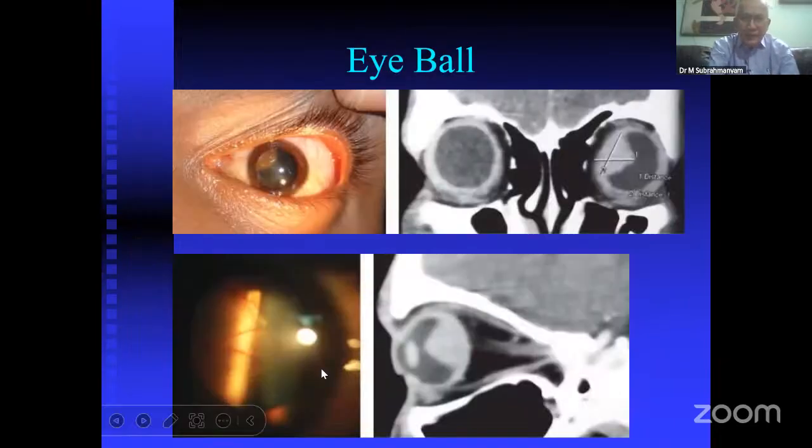Here is a patient with an intraocular mass that could be seen, which is brownish, and the slit lamp exam reveals blood vessels over it. And what does the CT show? The CT shows a mass which is hyperdense when compared to the vitreous without any calcification. You can see the mass. So this is typically a case of melanoma.